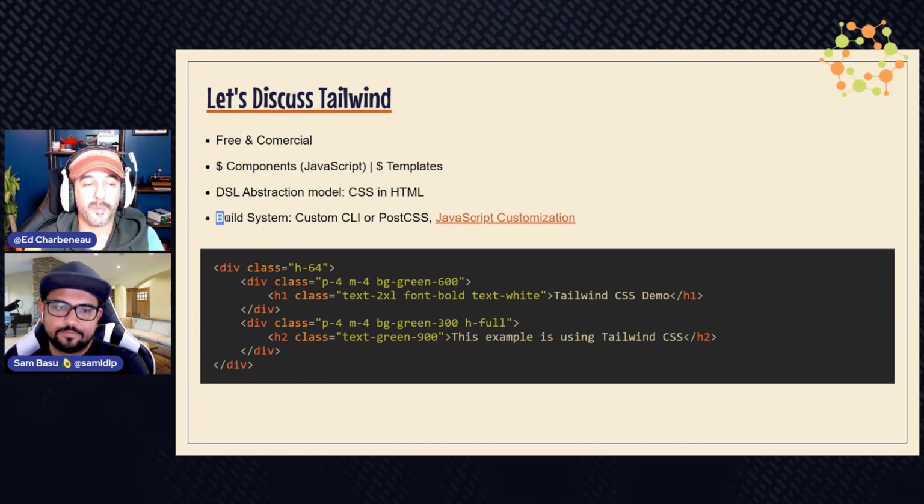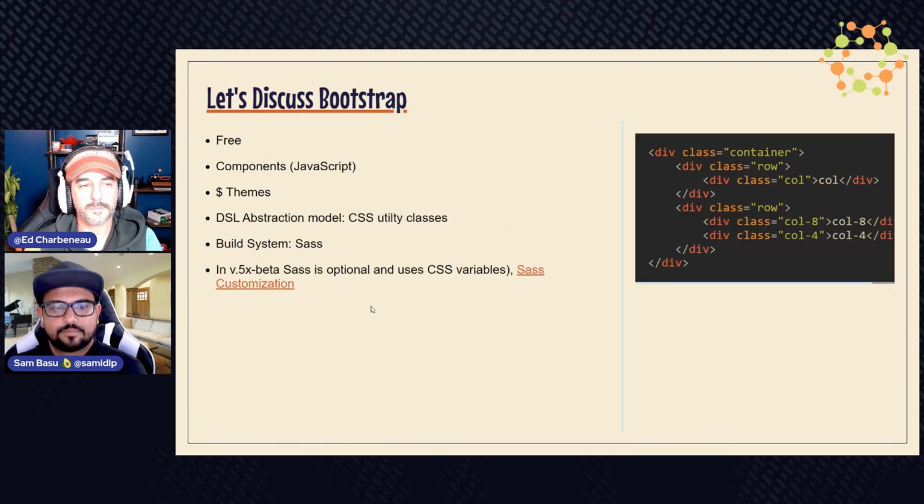And then the build system for Tailwind is a custom command line, and they use PostCSS to compile their themes. So they're not using Sass; they're using PostCSS, which I don't really have an opinion on. It's just what they happen to use. That does mean using JavaScript for customization of that build system.